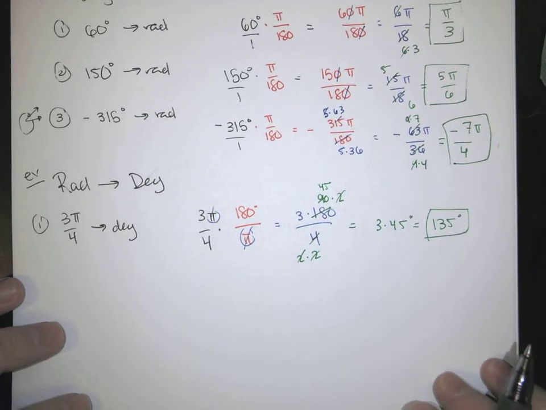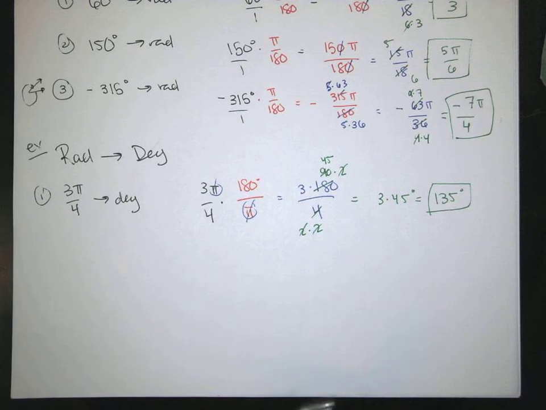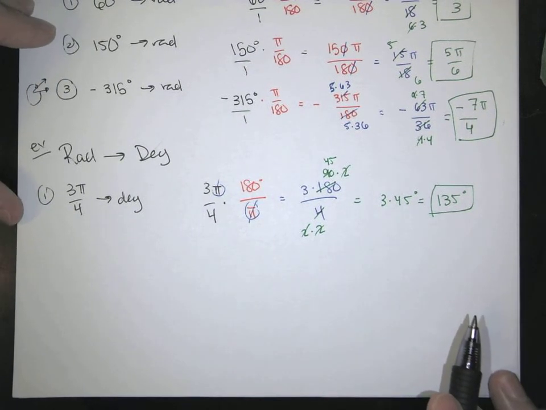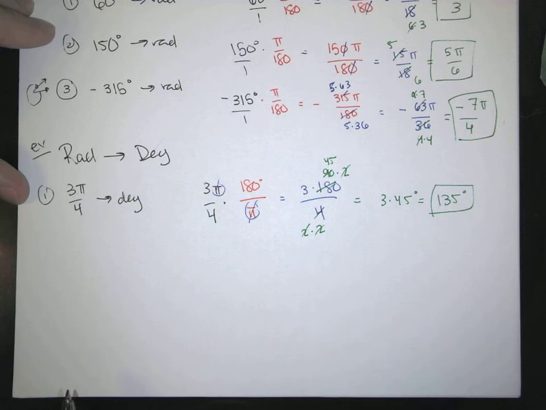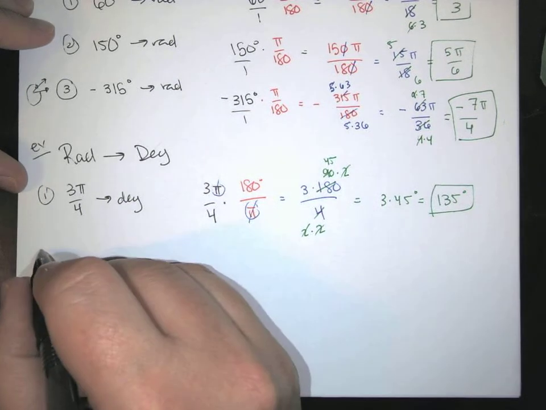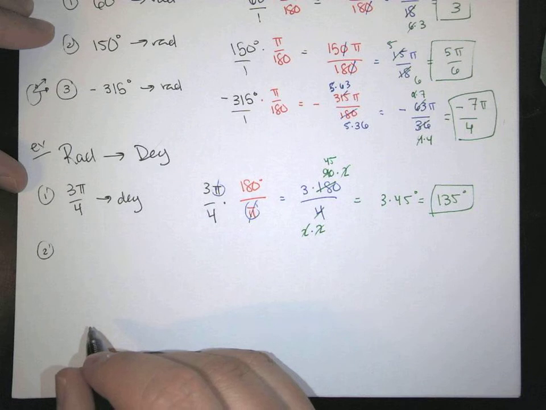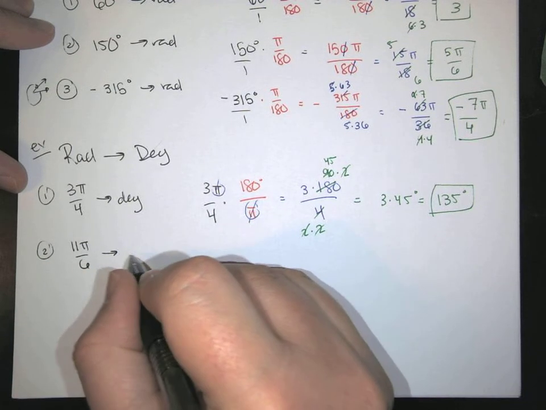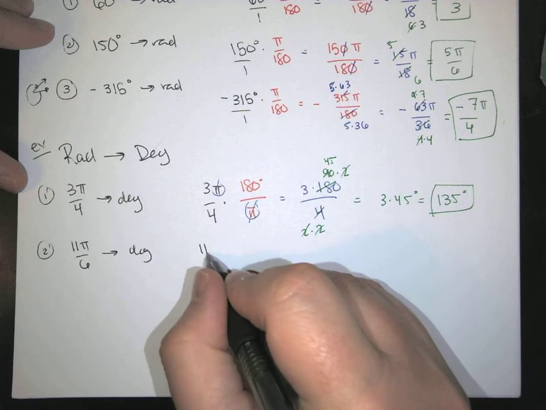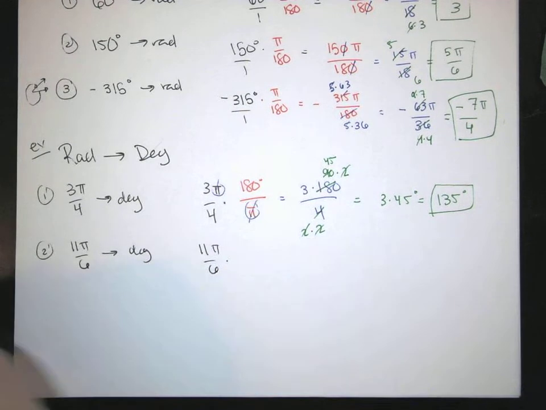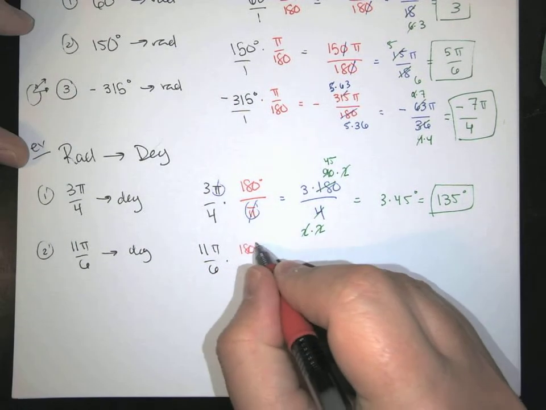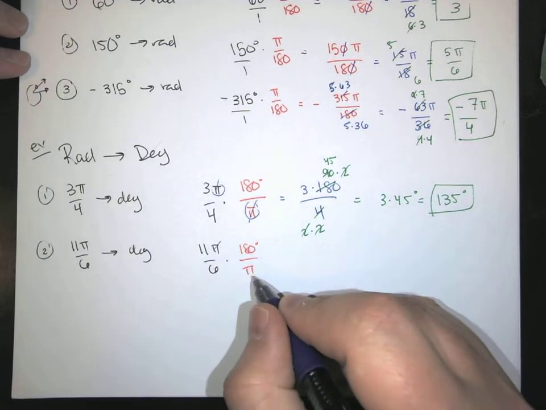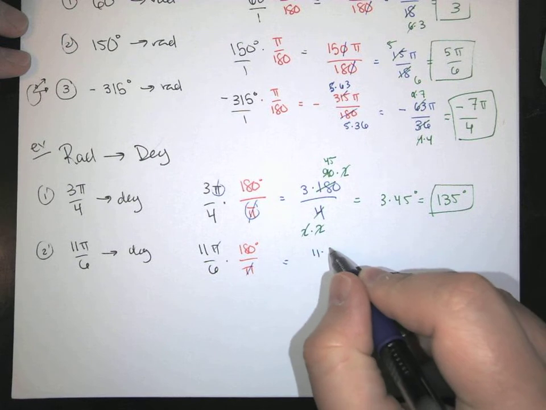Let's do maybe 2 more quickly. What didn't we see? We saw pi over 3, pi over 6, pi over 4. Let me do actually, how about 11 pi over 6 into degrees? So same kind of setup. 11 pi over 6 times 180 over pi. Pi cancels pi. So this is like 11 times 180.